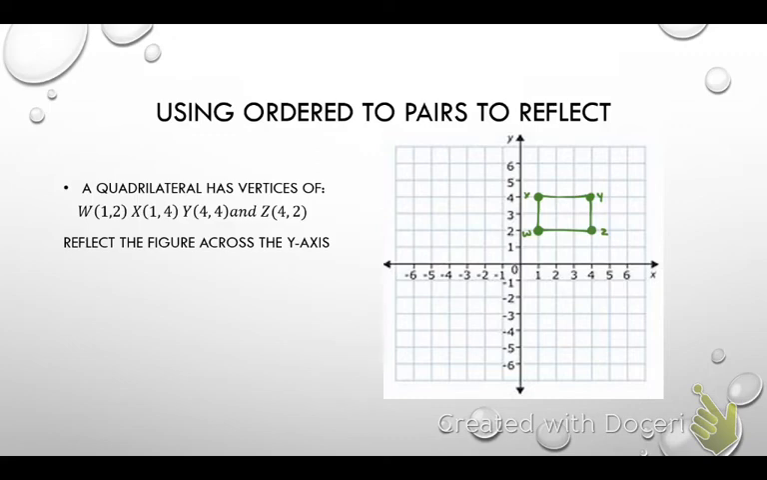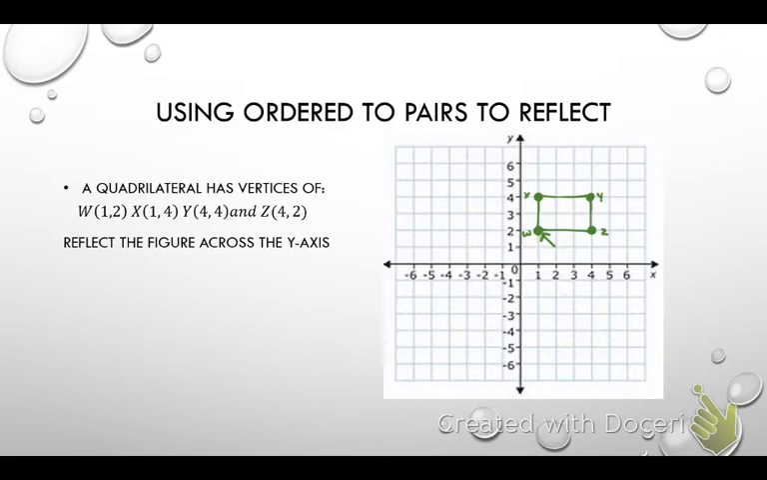Guys, what y value is point W on? It's on a 2, right? So it needs to stay on the 2. Now, if I'm reflecting across y, I do the opposite of x. So what x value is W on?